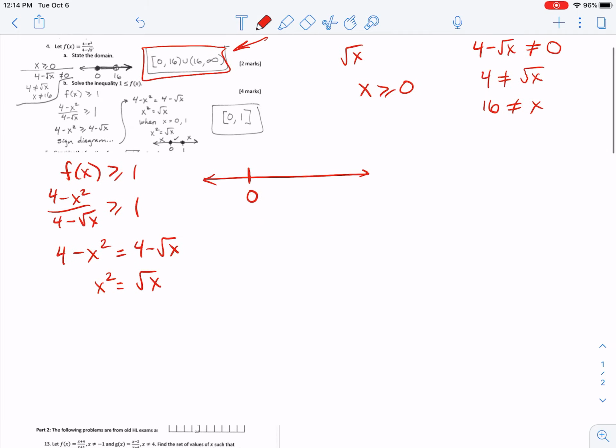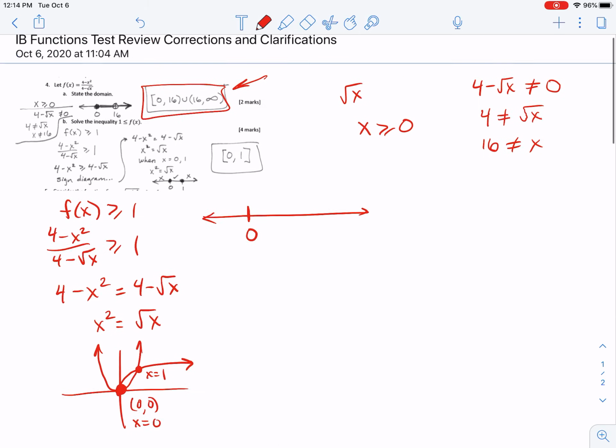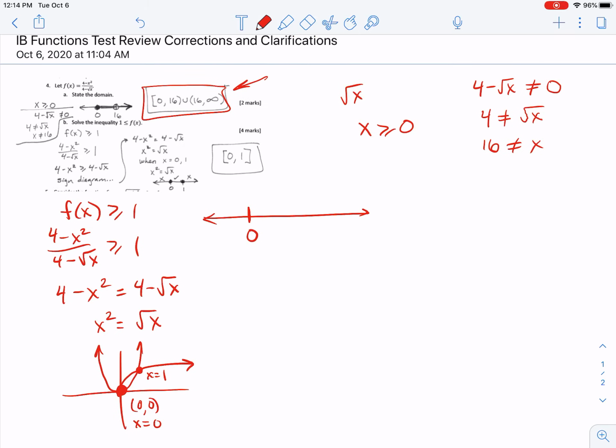And what I know about this is that this is x squared, it's this lovely parabola like that. This is the square root of x. They have the point 0, 0 in common, and they have the point where x is equal to 1. So at 0 and at 1, this gives me a true statement. I can draw a little solid line for 1 because it can be equal to 1.